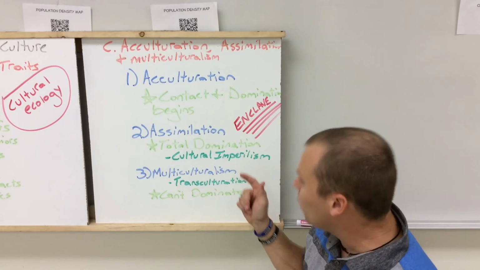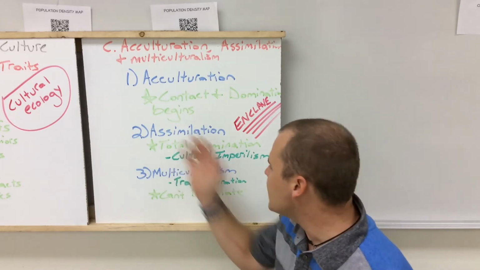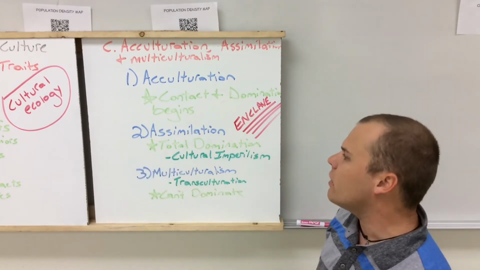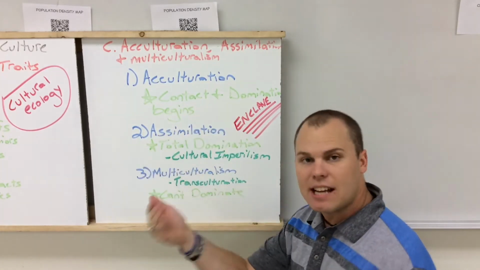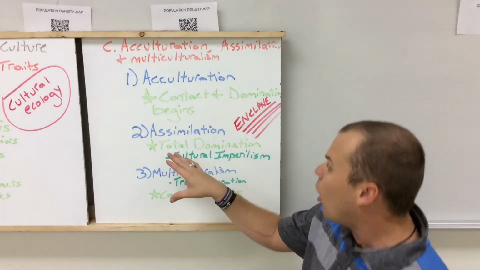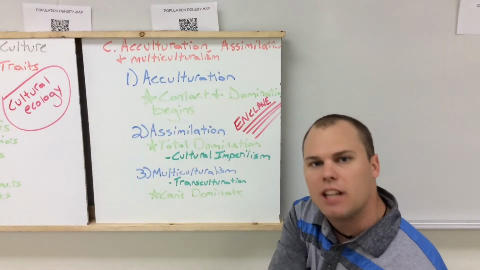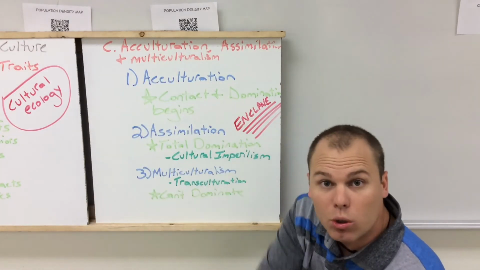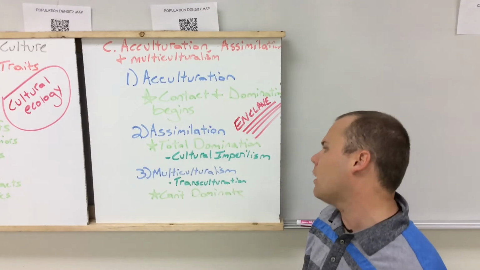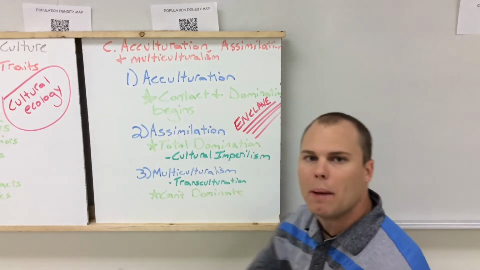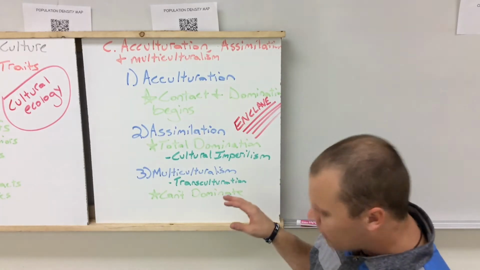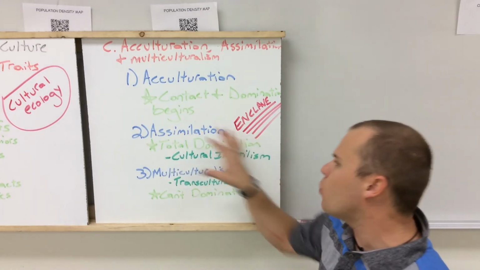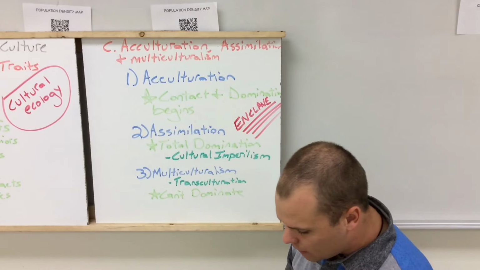The next is assimilation. Assimilation is total domination. So the kids or the grandparents of these immigrants, now in the United States, generations later, their culture of Asia is basically dominated and wiped out, and what you see is the culture of America, if that's what we're talking about. This is also known as cultural imperialism, kind of a takeover of a culture. But again, it takes several generations, and it's when your culture is totally dominated.